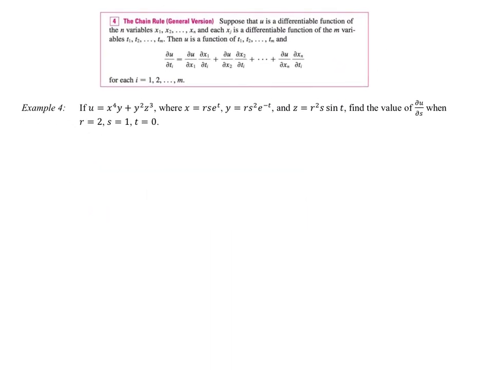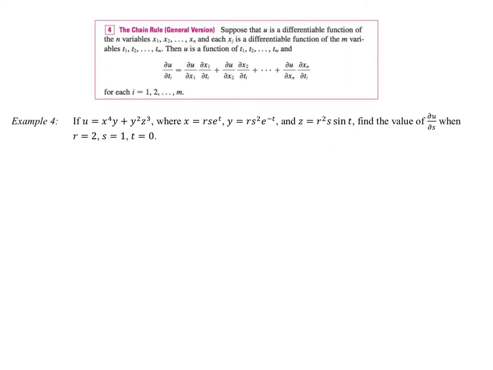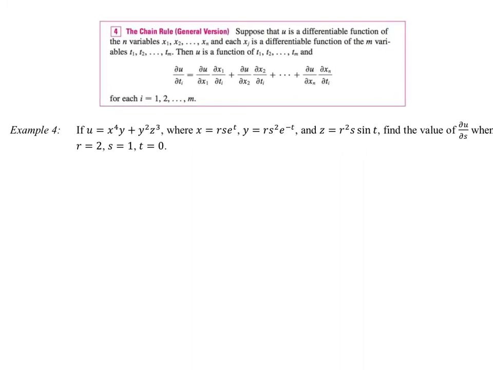All right, so what we have here is the general version of the chain rule, and basically what it states is that, like I just mentioned on the previous page, the original function could be made up of any set of variables, and those variables could be made up of any set of variables, and so on and so forth. That pattern could continue. So we're just going to do one example.